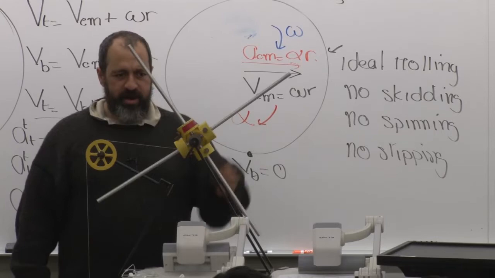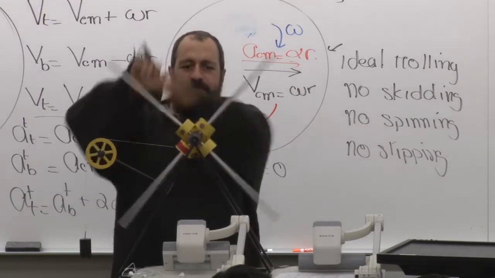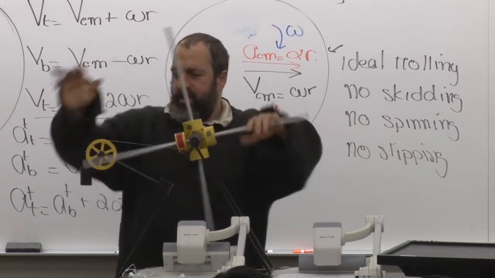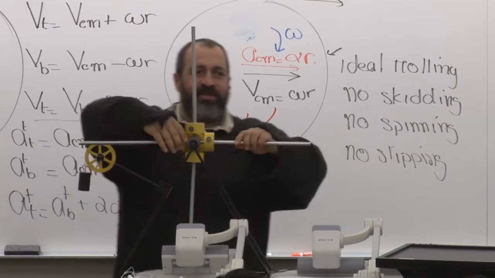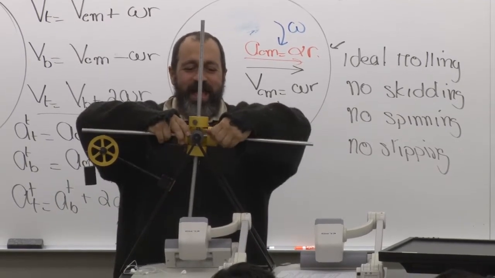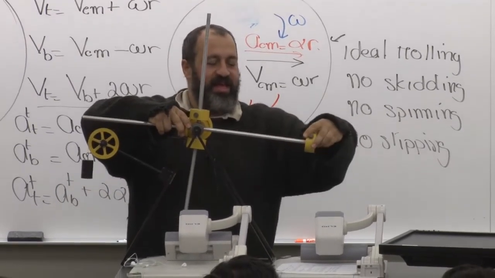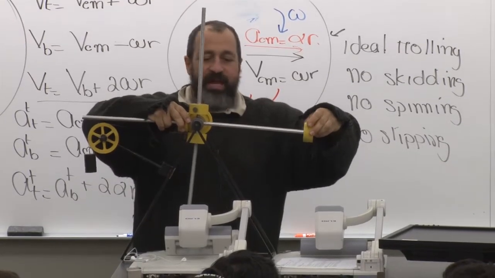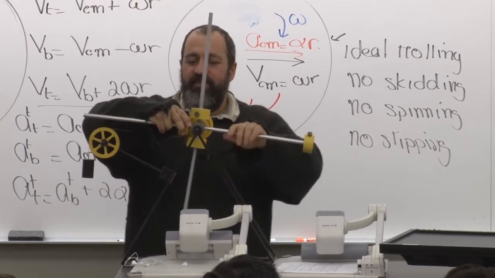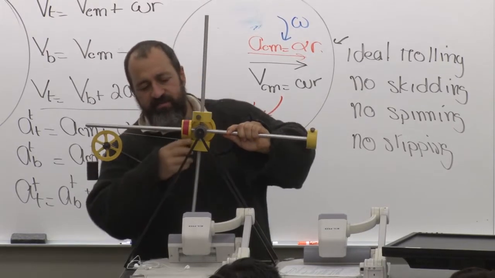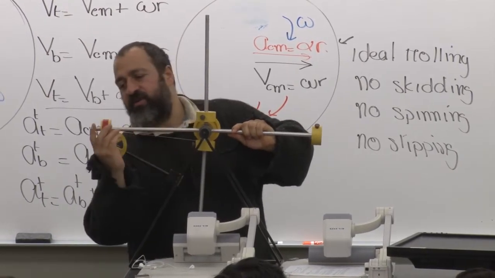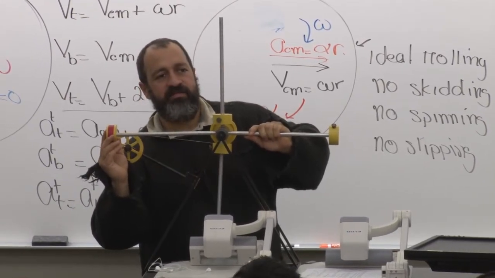Now, these are point masses. I'm going to move them from almost r equals 0 to r equals big, whatever. You saw how fast that went, right?